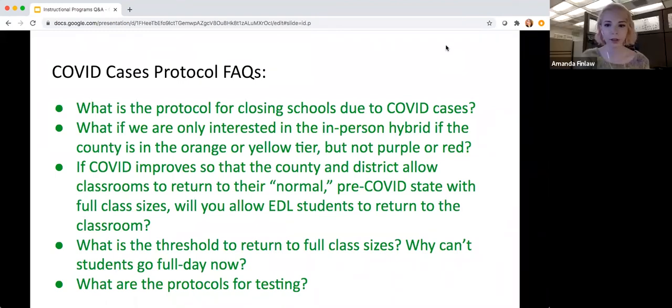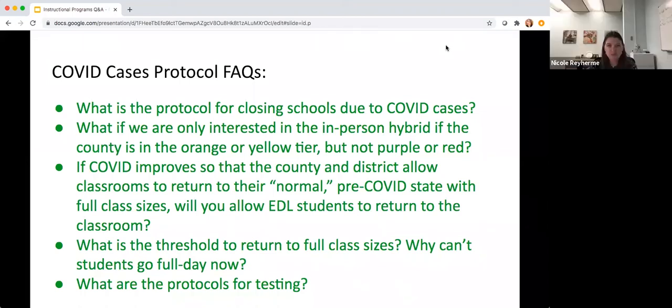If COVID improves so that the county and district allow classrooms to return to their normal pre-COVID state with full class sizes, will you allow EDL students to return to the classroom? And with this question, it's really similar to a lot that we've answered. At this time, we really do need, for the consistency of our classes and for our staffing, and to make sure that we're providing the best education to our students and our stability, we have to ask our families to go ahead and opt in for the rest of the school year.